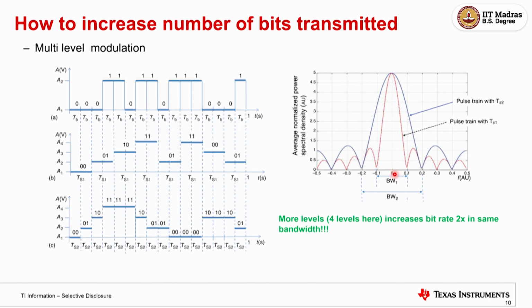multi-level modulation comes in, where you code information by mapping more bits into more levels of amplitude, but your time axis remains the same. You're not increasing the speed at which you are changing, but you're actually giving more information in the other axis, right?